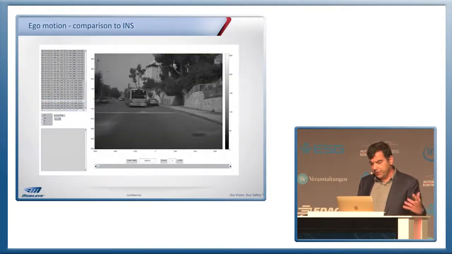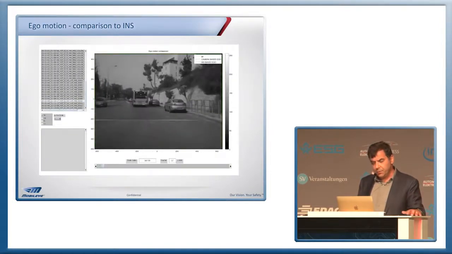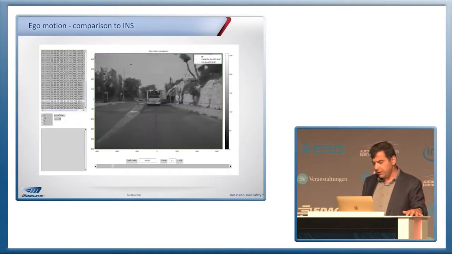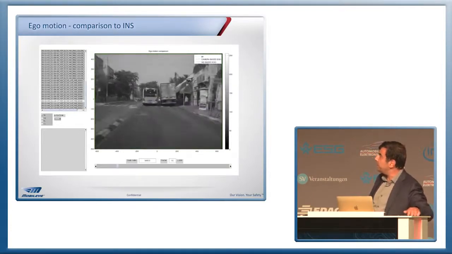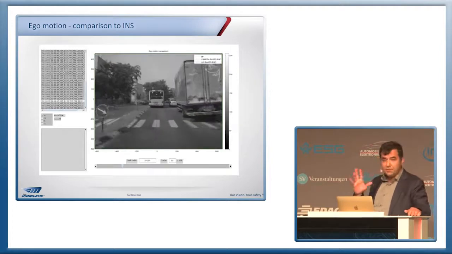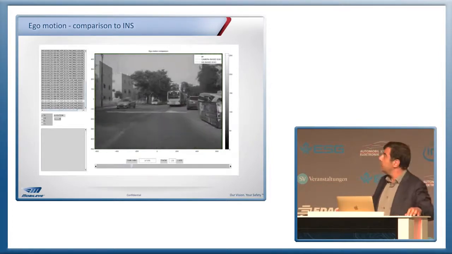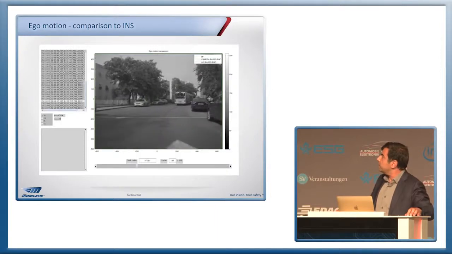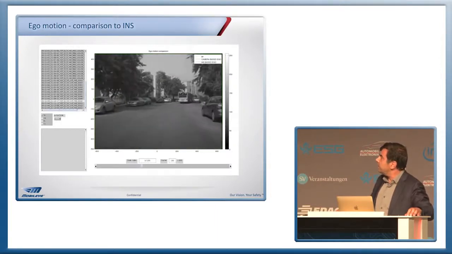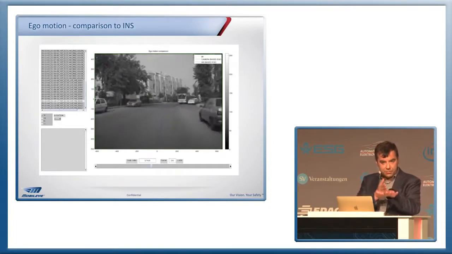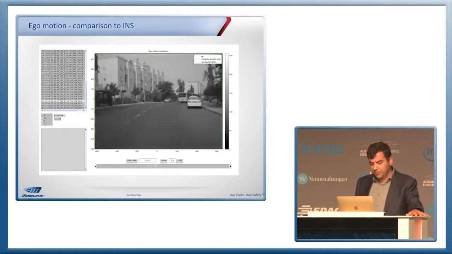Just to get an idea of this ego motion. Today, ego motion has evolved to become something very, very accurate. This is a comparison between the EgoMotion and a 30,000 euro INS. So it's a very, very accurate system, and the EgoMotion is right there all the way compared to a $30,000 inertial sensor.